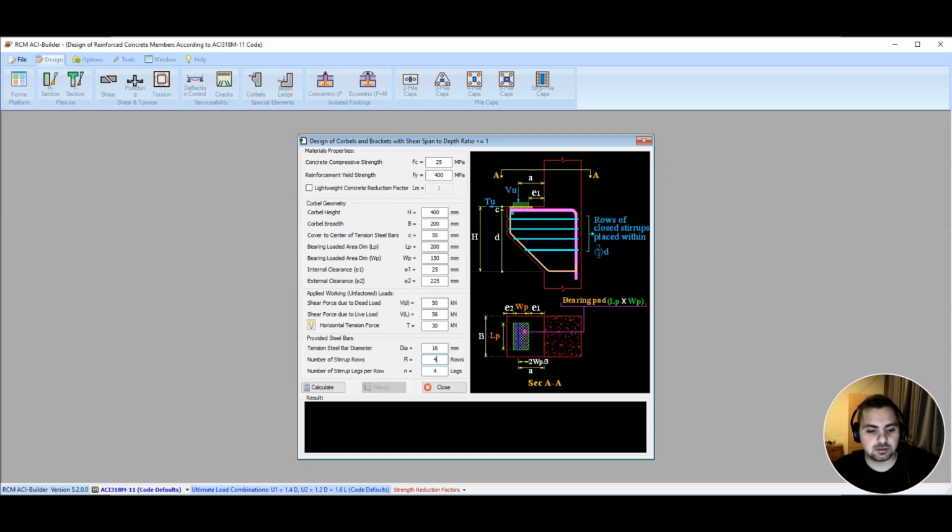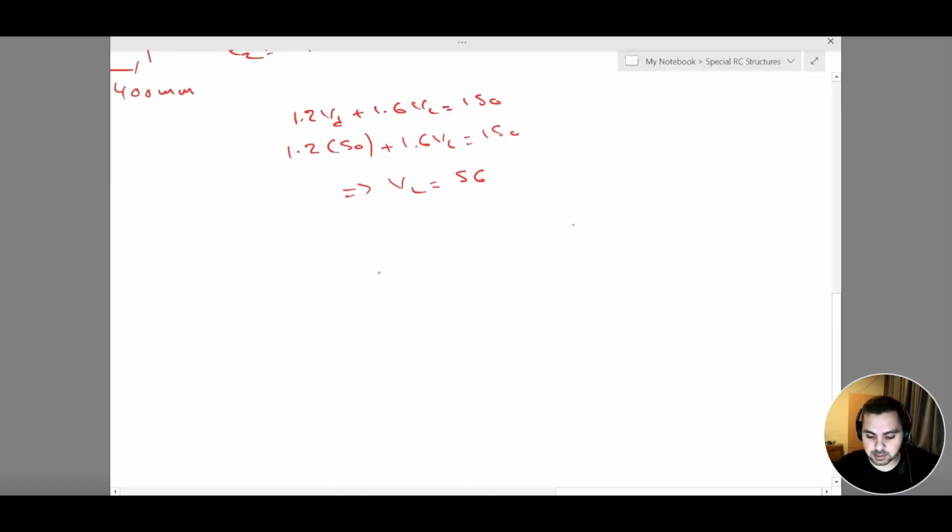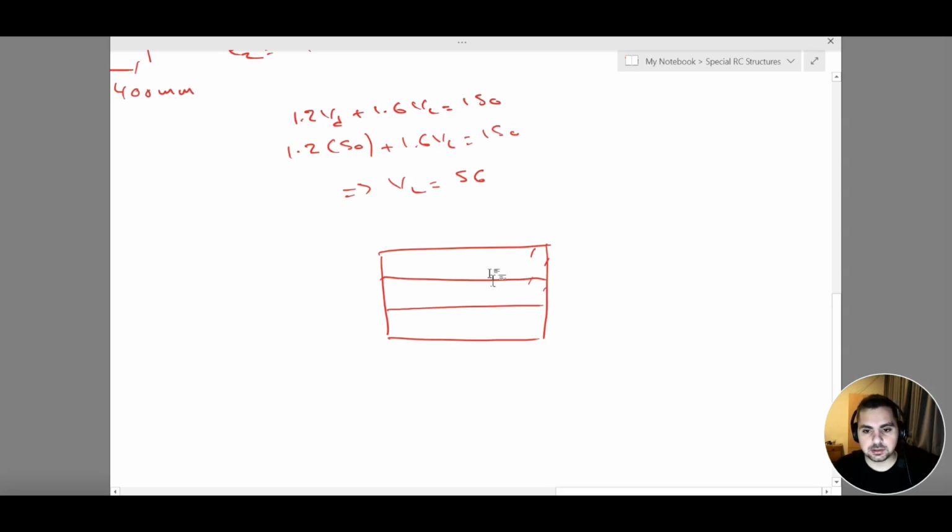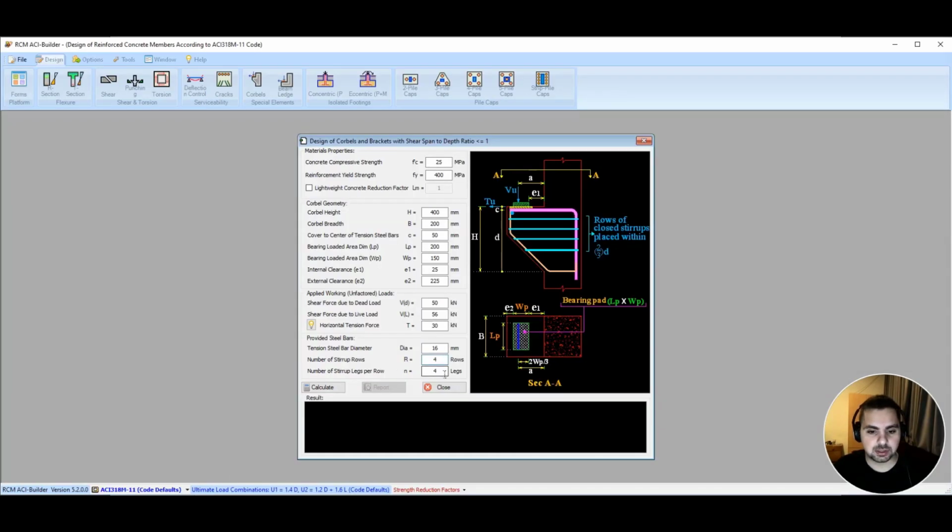So basically we're looking here at the side view. If you look at the plan view, if you have 2 legs, it's going to look like this. If we have 4 legs, it's going to look something like this. 1, 2, 3, 4. So basically our software is asking us for the number of legs. We are going to keep it as 4 legs as well, and we can press calculate.